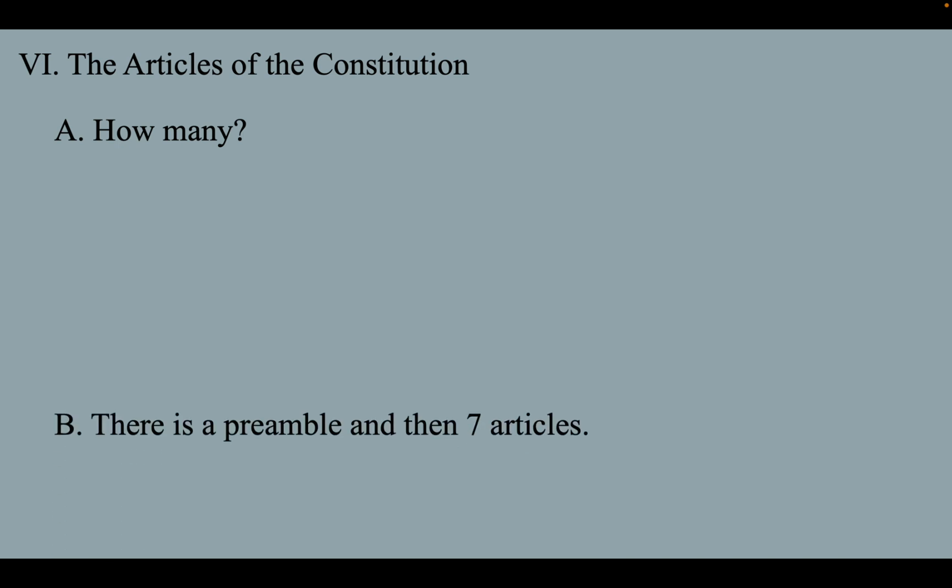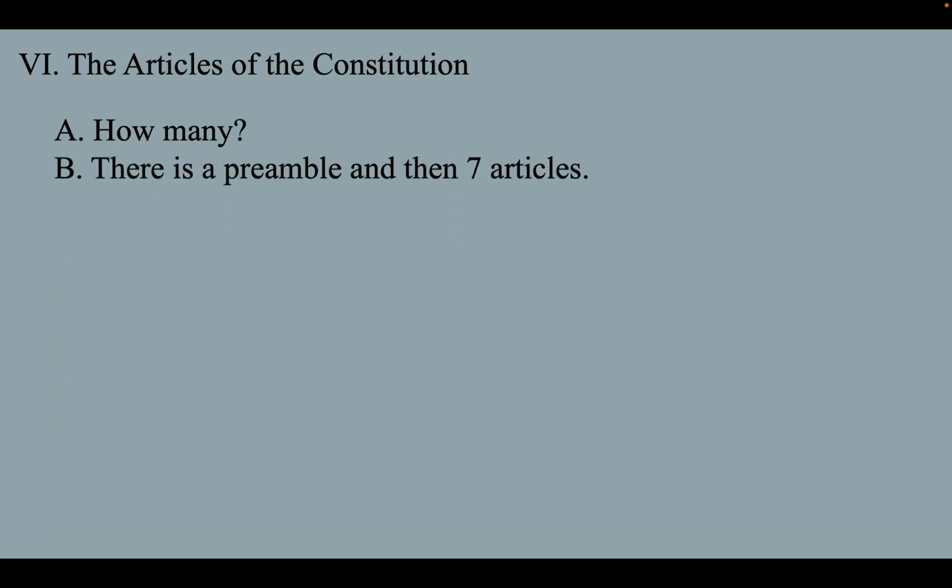All right. So let's look at the Articles of the Constitution. We already talked about the preamble. That is not considered an article, but that is the opening. How many articles are there? Give you a second. Take a guess. All right. There is the preamble, like I mentioned, and then 7 articles. It is actually shorter than the Articles of Confederation.